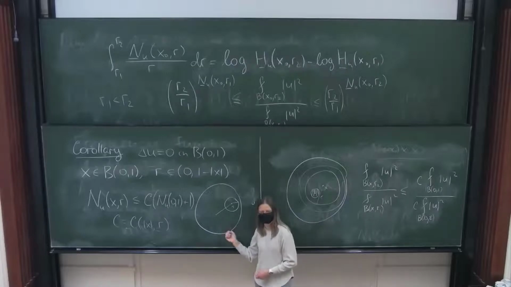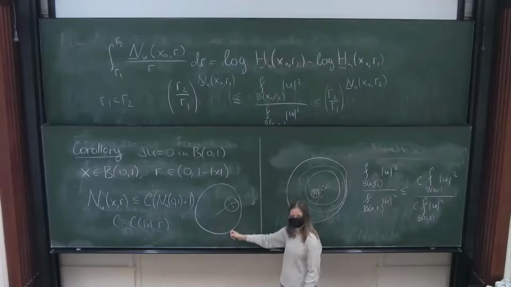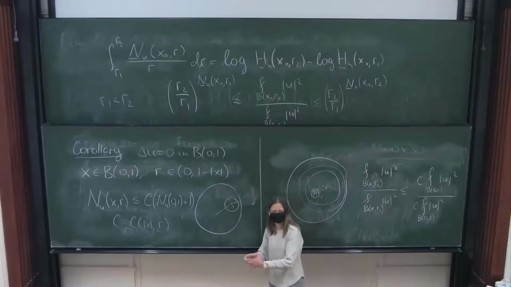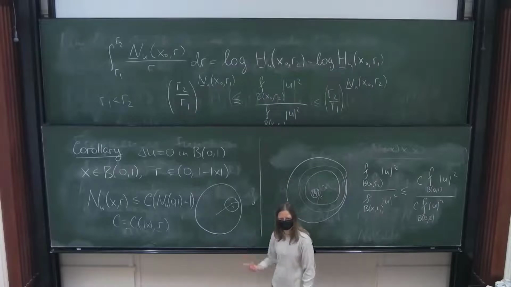In particular, what we know is that if we have a harmonic function on the unit ball with bounded frequency, then we can estimate the order of vanishing at any point. It could be going to infinity when we go to the boundary, but if we stay away from the boundary, the vanishing order is estimated by a constant times the frequency.